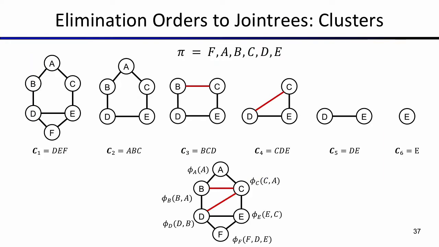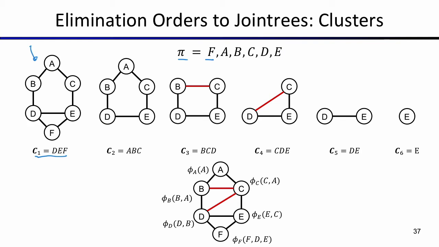So this is one example that I mentioned that we haven't seen this before. It is the sequence of clusters generated by this graph here and this elimination order pi here. So we started by eliminating the variable f, and this will create this cluster C1 that mentions D, E, F. So why is that happening?